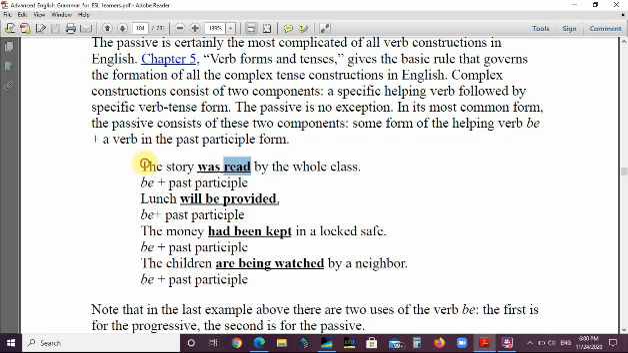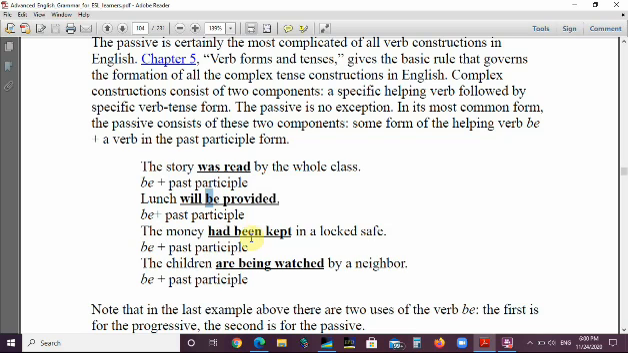Look at this sentence: the story was read by the whole class. We have verb to be here, which is was in the past, and the past participle of read, which is read. Sentence 2, lunch will be provided. Here we have a form of verb to be because it's future, and after will we need the base form of be and the past participle of verb provide, provided.